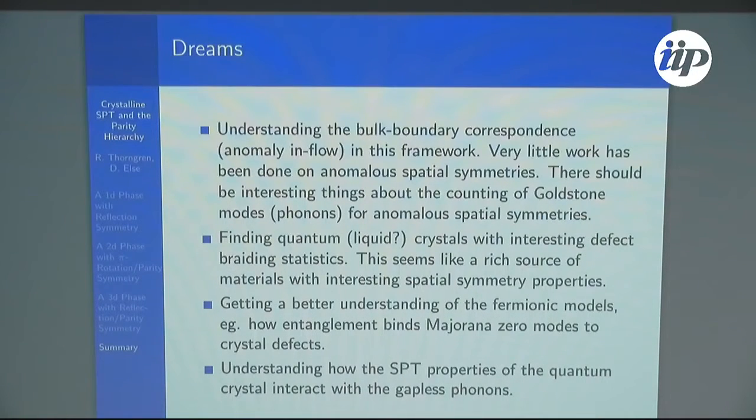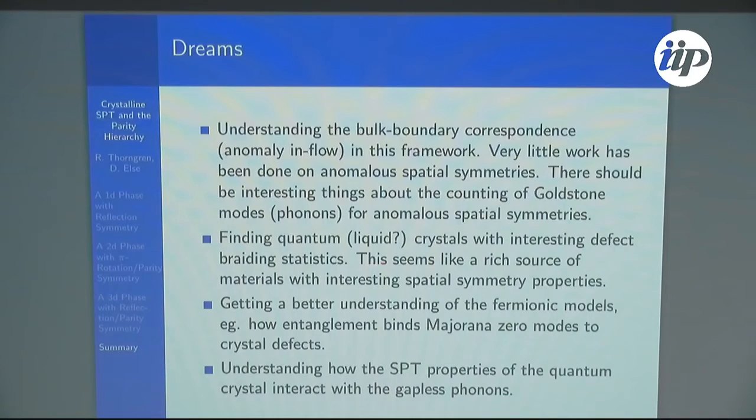So here are some dreams of mine. We don't understand the bulk boundary correspondence, we just understand the bulk topological response of these phases. It'd be very interesting to figure this out, because we know that anomalous symmetries, when they become spontaneously broken, have, how to say, their Goldstone modes behave in funny ways. You can see the anomaly left over in the Goldstone modes. So we would like to know how that influences the physics of the phonons.